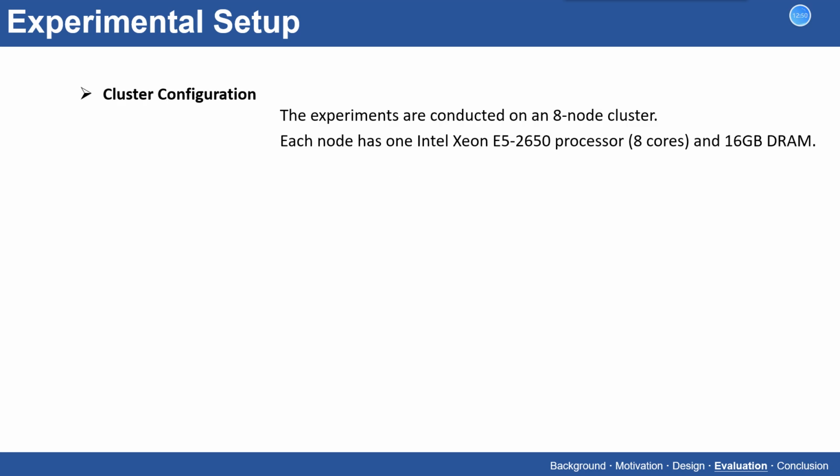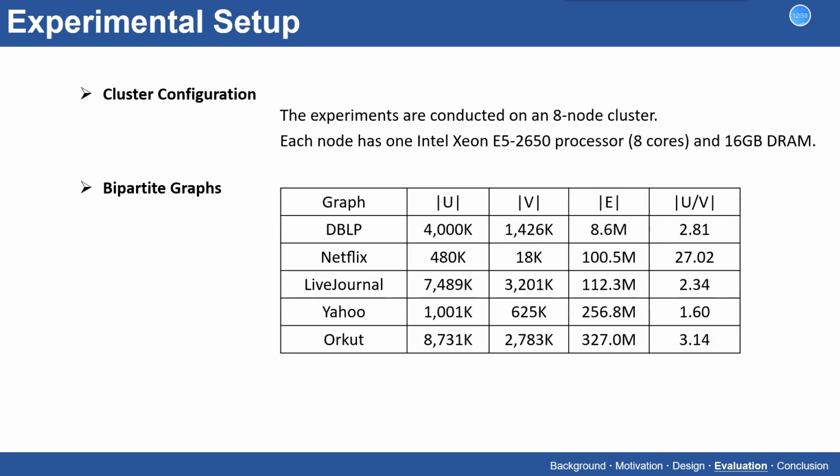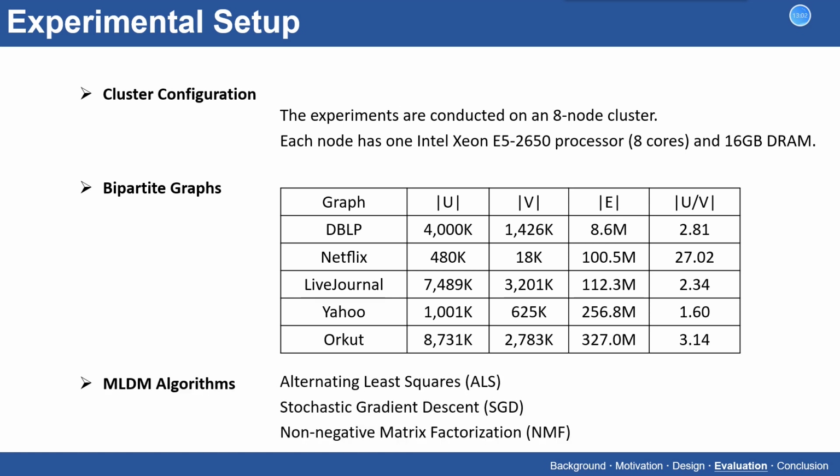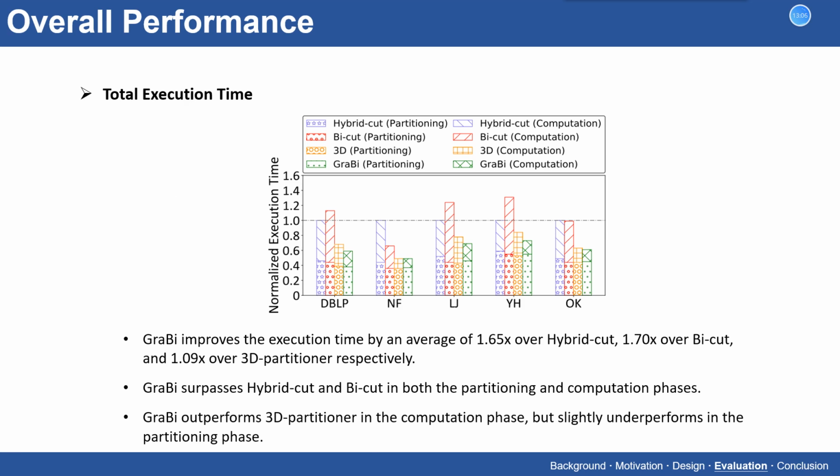The experiments are conducted on an 8-node cluster. Each node has 8 physical cores and 16 GB memory. We use 5 real-world bipartite graphs and 3 popular machine learning and data mining algorithms to evaluate the performance of GraBi. First, let's evaluate the overall performance.